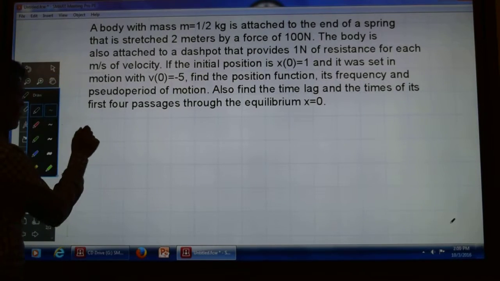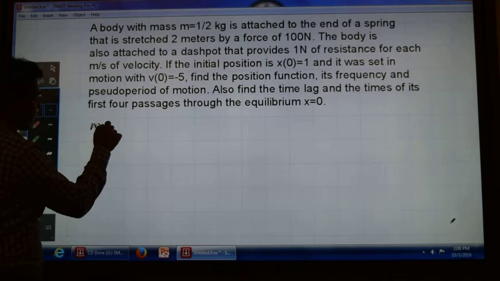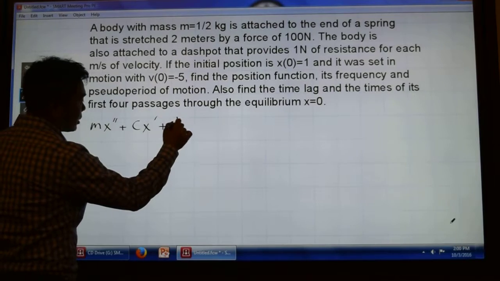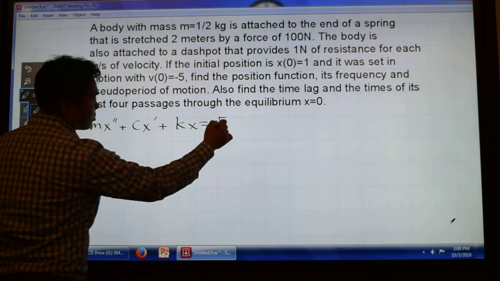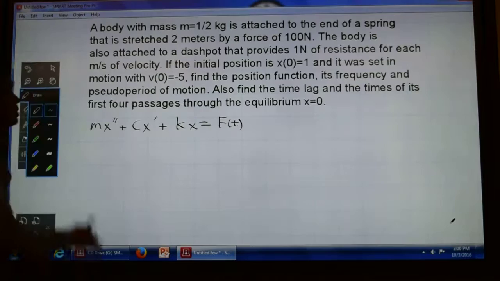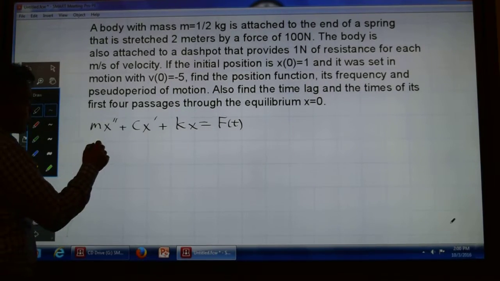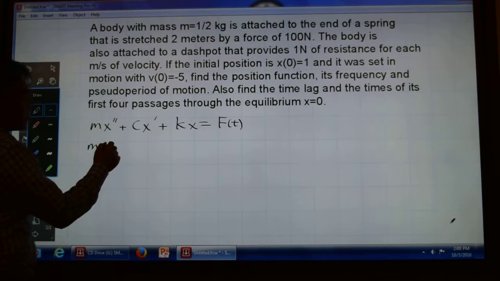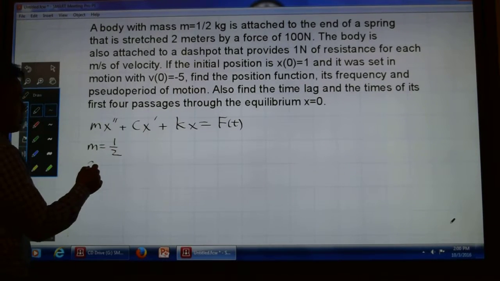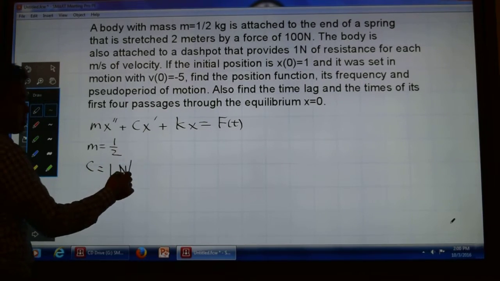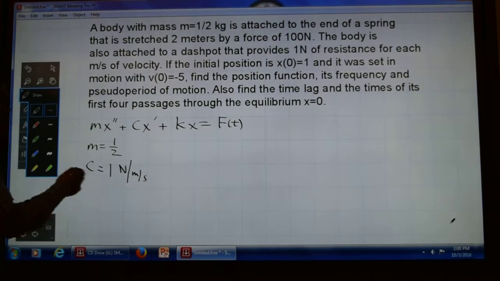First, you have the master equation, mx double prime plus cx prime plus kx equals the external force. In this question, there's no external force. We do have the dashpot, the mass, and the k, so we should find them. What's the value of m? Yeah, 1/2 or 0.5. Okay. What about the value of c? It's 1 newton per meter per second, right? So it's 1.